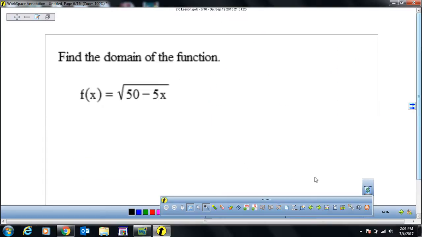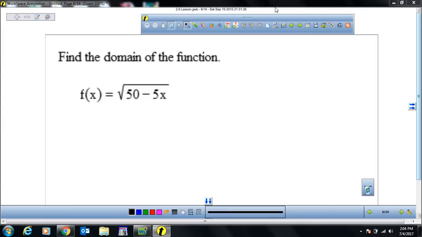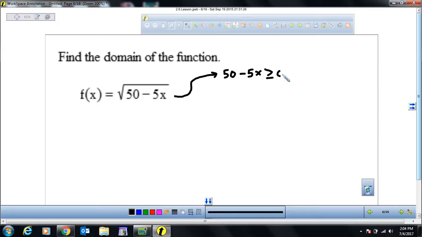The following question, now we're going to find the domain of this function. This is a square root function. Now, to find the domain of a square root function, we have to exclude, remember, anything that causes the number inside of the square root to be negative. In order for me to exclude anything that makes it negative, all I have to say is this: 50 minus 5x must be greater than or equal to 0. That's the same thing as saying that we don't want it to be negative. We just want it to be either a positive number or 0.